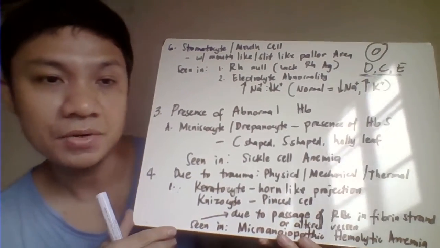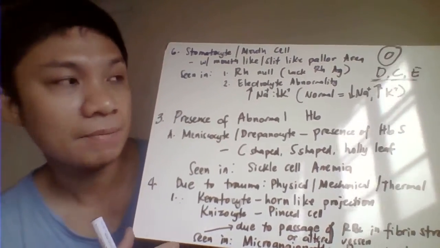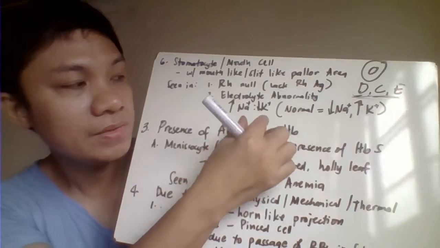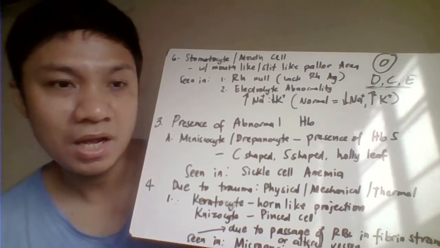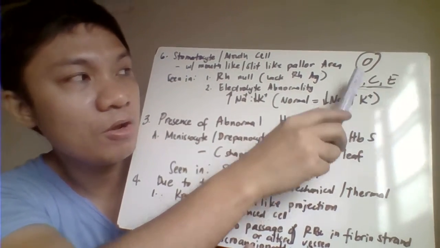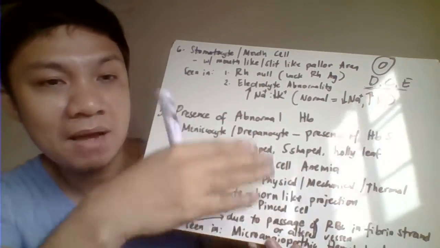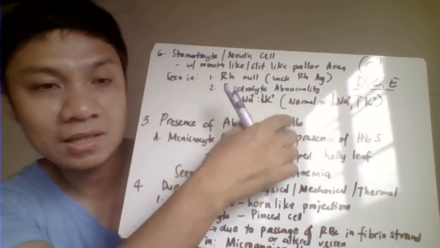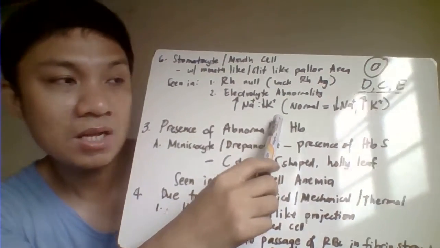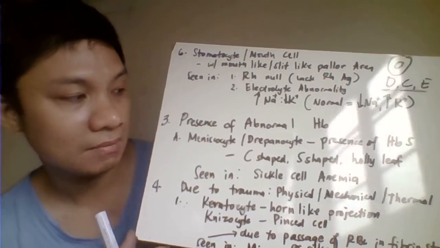Another one, you could also see stomatocytes in electrolyte imbalance or electrolyte abnormality. Okay, so this is characterized by increased sodium and decreased potassium. So this is the concentration of your sodium and potassium inside the RBC. Normal kasi, madami kang potassium dapat sa loob ng ating RBC at konti ka lang na sodium sa loob ng RBC kasi ang sodium natin madami siya sa labas. Pero pag ang ratio natin bumaliktad, dumami ang concentration ng sodium sa loob ng cell natin, kumonti ang potassium, then it might also induce the formation of your stomatocyte.